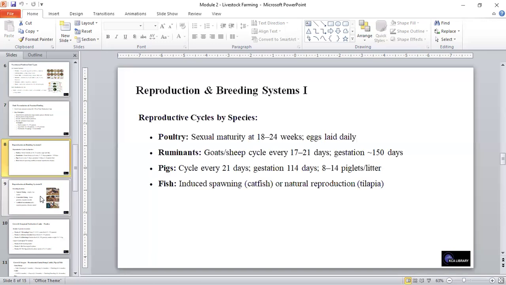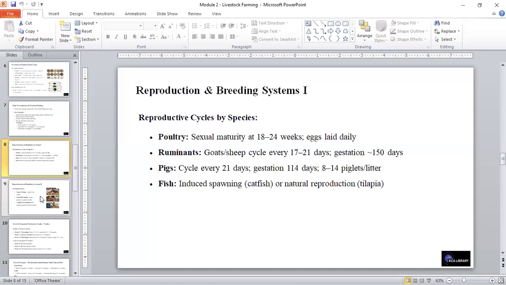For poultry, there is sexual maturity. They get to sexual maturity at 18 to 24 weeks. So at this stage, they can lay eggs for layers, and eggs can be laid daily.